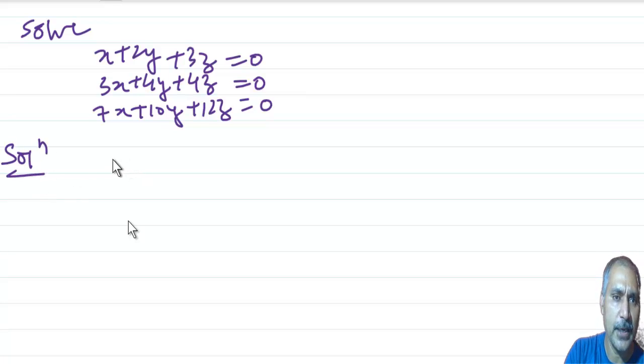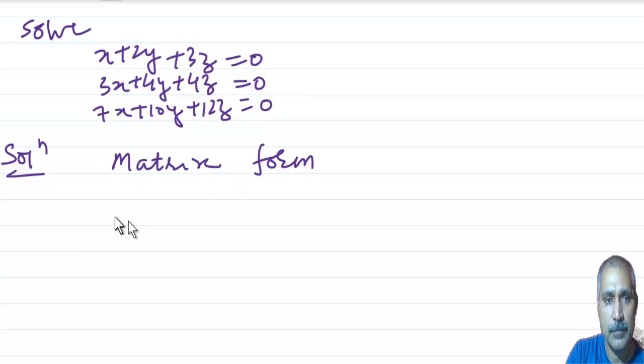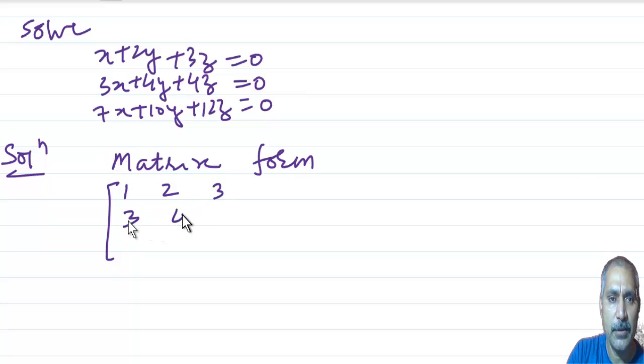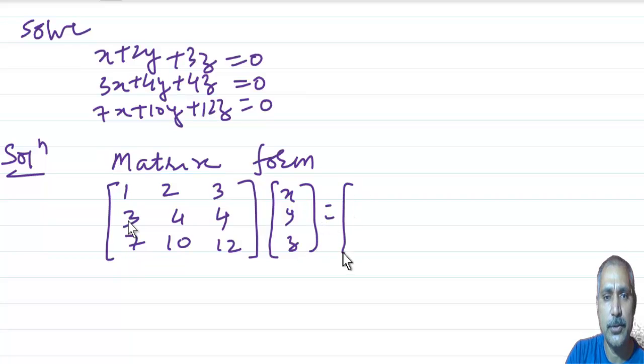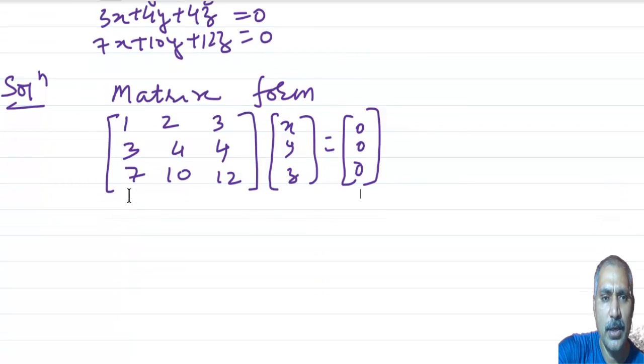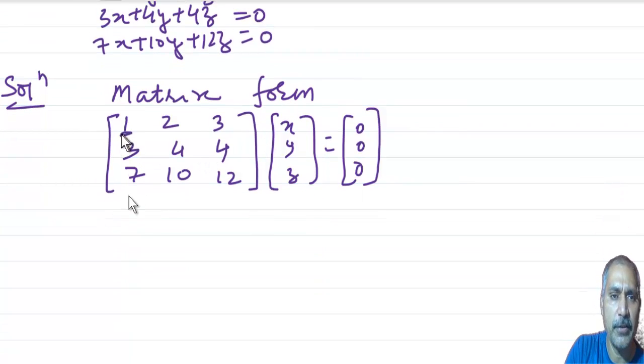Now we will write that in matrix form. It is going to be 1, 2, 3; 3, 4, 4; and the last one is 7, 10, 12. Then we have x, y, z equal to 0, 0 and 0. Now the first element is already 1. With the help of this one, we are going to make this 3 and 7 as 0.